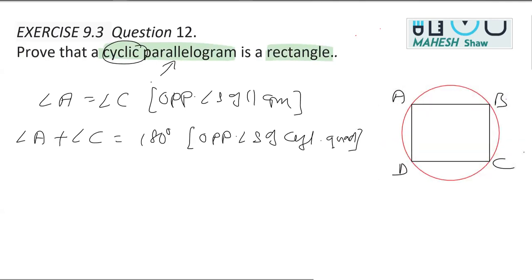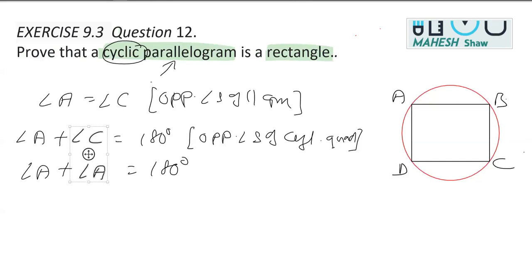Now look into this. What we can see here is that we have angle A is equal to angle C. So I can replace either A with C or C with A. So I replaced C with A, that is equal to 180 degrees. So what I did, the angle C, I replaced it with angle A, right? As A and C are equal from this equation 1. Now, further you can see that angle A plus angle A is twice angle A, that is equal to 180 degrees. So angle A is equal to 90 degrees.